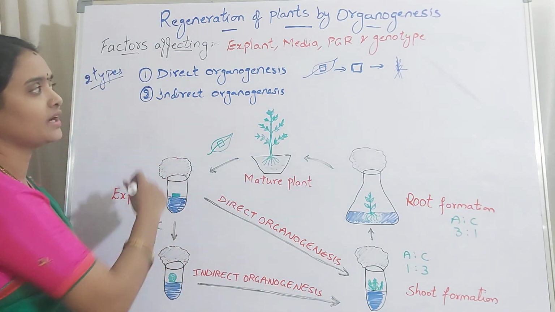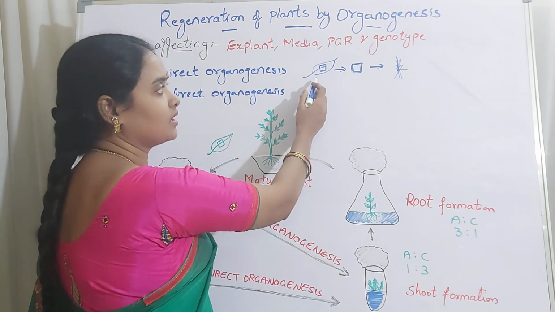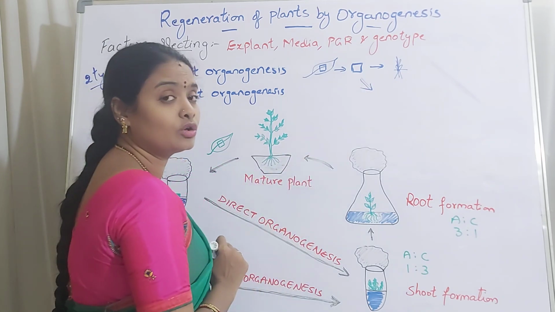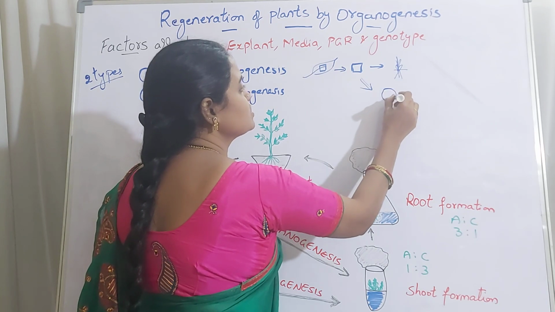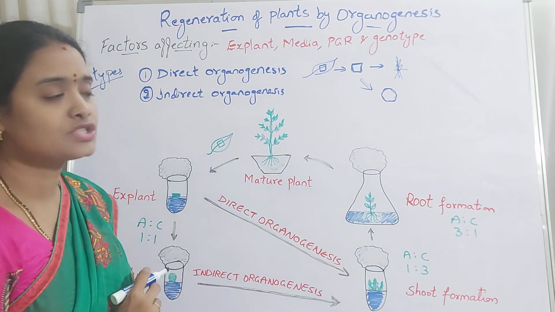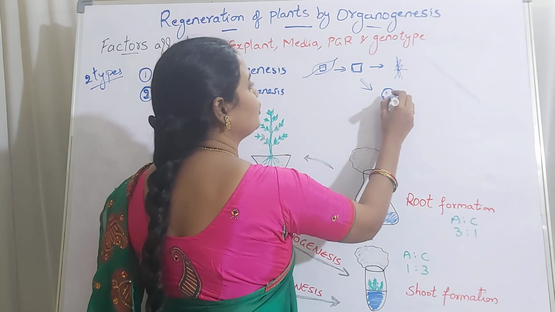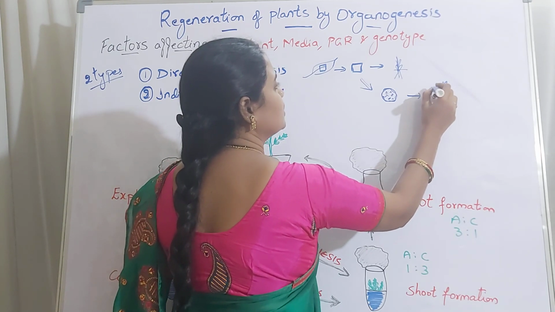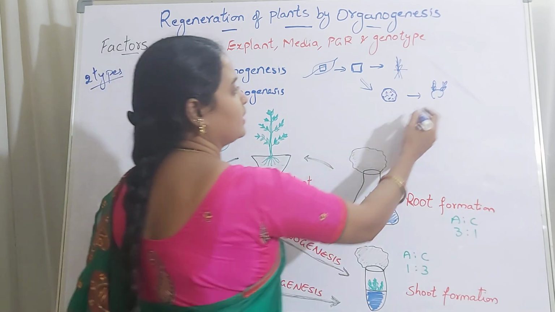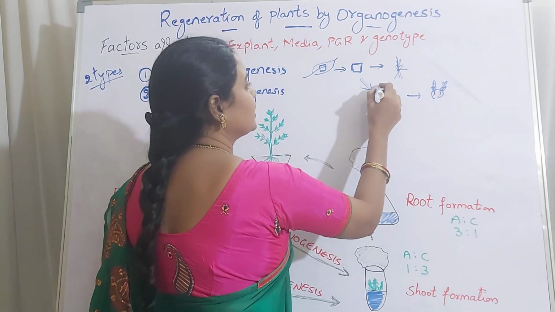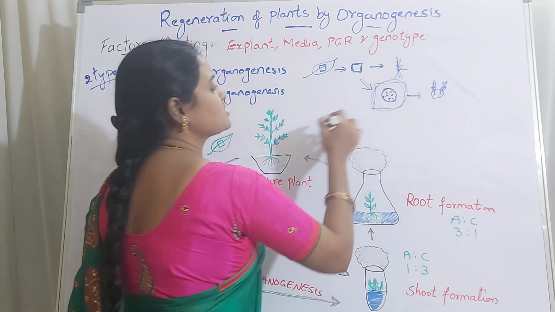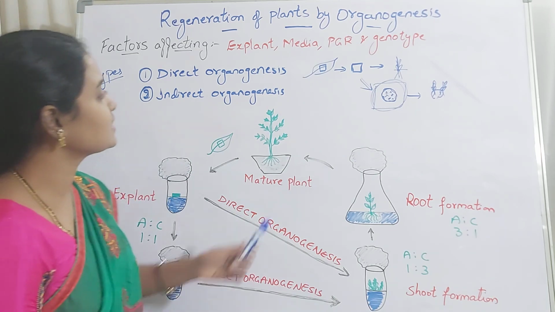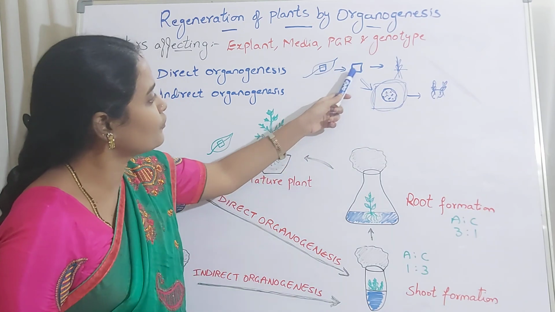Whereas in case of indirect organogenesis, again you are going to take the explant, you are going to excise the required portion of the explant. Then you are going to induce the formation of the callus. The callus will be formed, then from the callus the micropropagation occurs and the callus will result in formation of the shoot system, right? Then after that the root system. So here there is an intermediate step involved, so it is indirect organogenesis. Whereas in case of direct organogenesis, there is no formation of callus.